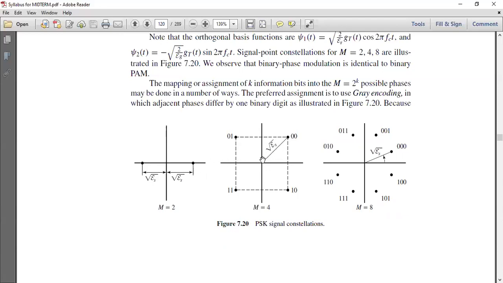So the amplitude remains the same. The amplitude of this vector is the same as this one. Similarly, this vector and this vector remain the same, but their phases are changing. In this case, 180-degree phase, 90-degree phase, and in this case is 8-PSK. If you look at this, 360 divided by 4 gives 90 degrees. And if you divide 360 by 8 points, you will get the corresponding phase.